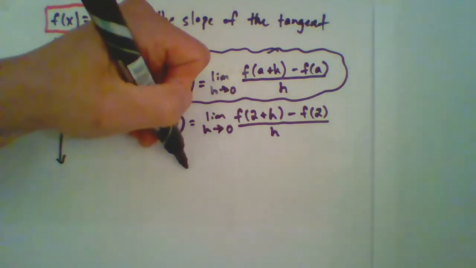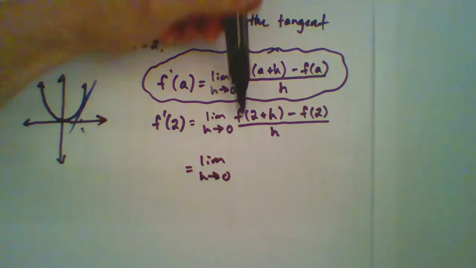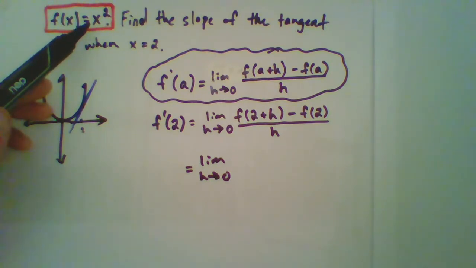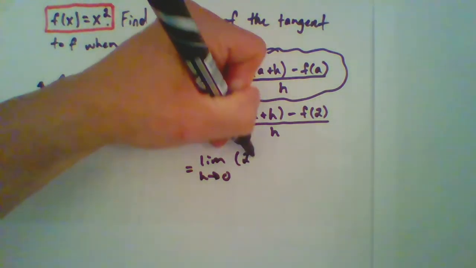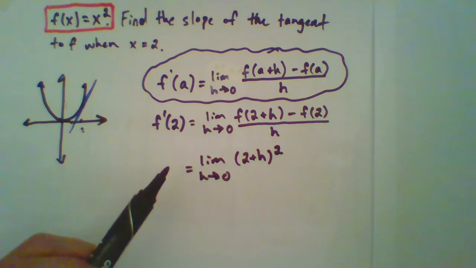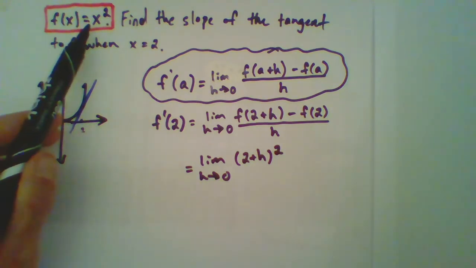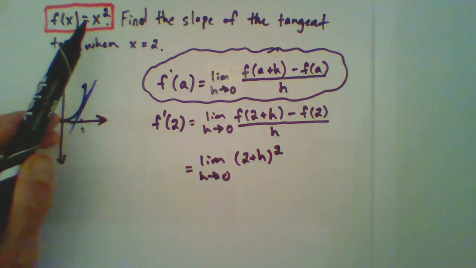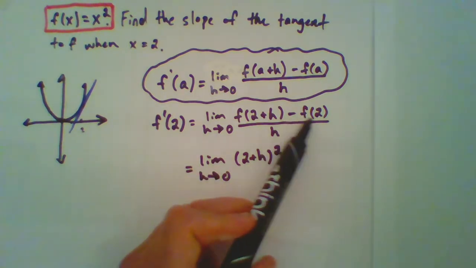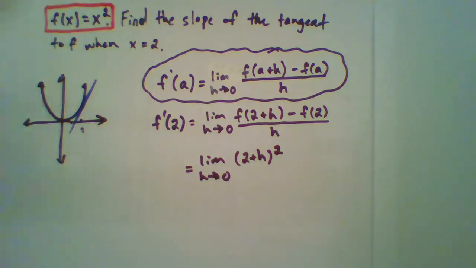So I'm going to rewrite the numerator by substituting 2 plus h into the function f of x. So that would be 2 plus h squared. Again, 2 plus h is just being used as the input into that function. As well, in the numerator we have a subtraction of f of 2. So that's nice and simple. All that means is we take 2 and we put it into the function, so 2 squared.